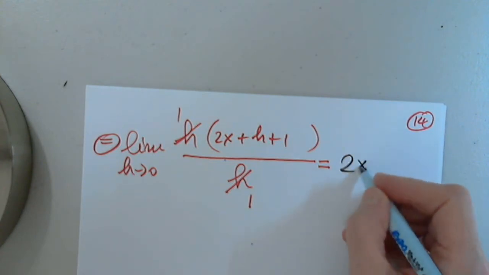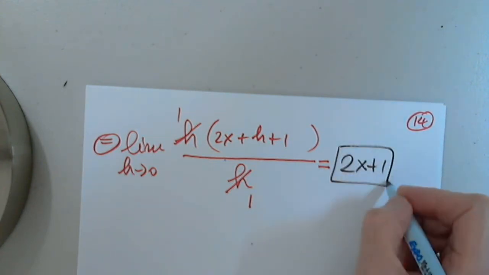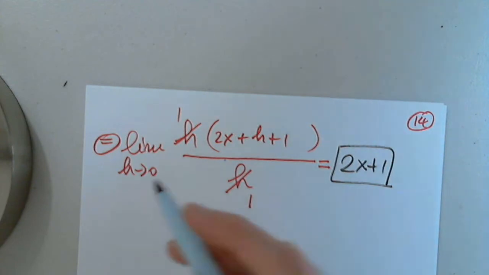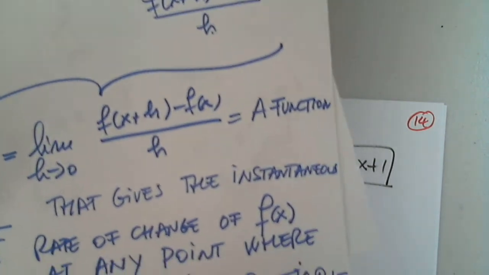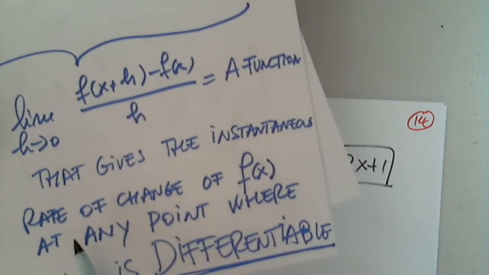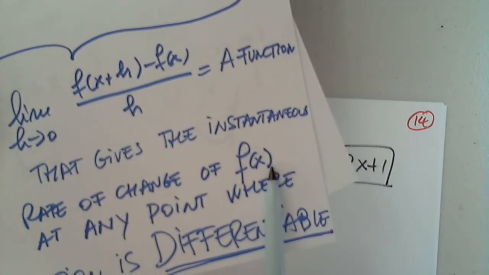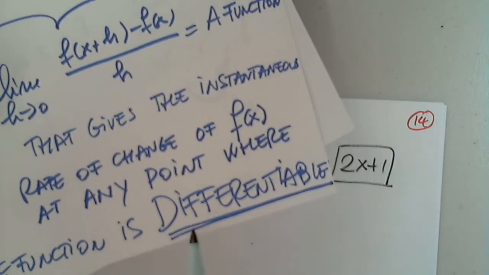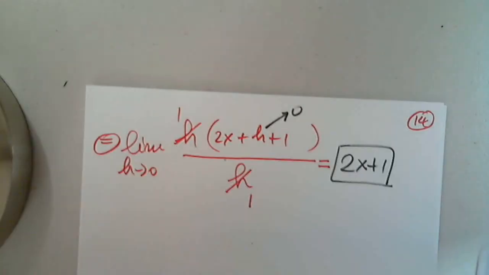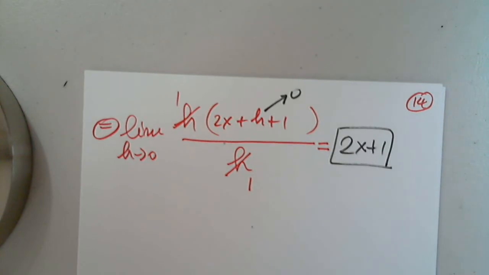2x plus 1. That's it. Thank you very much. When h approaches 0, so 2x plus 1. Again, what is all this? It's a function that gives the instantaneous rate of change of f of x at any point, only where the function is differentiable. It doesn't have a cusp, corner, vertical tangent, or it's not continuous.